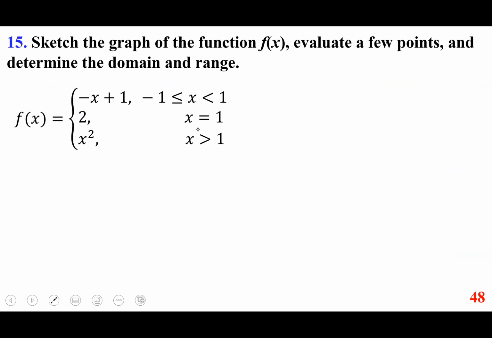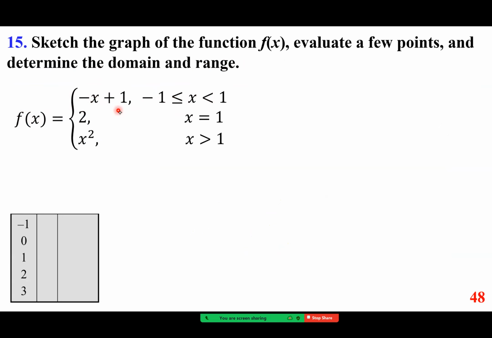We want to sketch the graph of the function f of x, evaluate a few points, and determine the domain and range. All right. It says graph y equals -x plus 1 if x is between -1 and 1. So you want to graph that, which is simply a line, y equals -x plus 1, and you can pick up a couple of pairs and graph it. So with -1, if you plug in, because x is between -1 and 1, and it includes -1, and it doesn't go beyond that. So negative of -1 is +1, and 1 is 2.